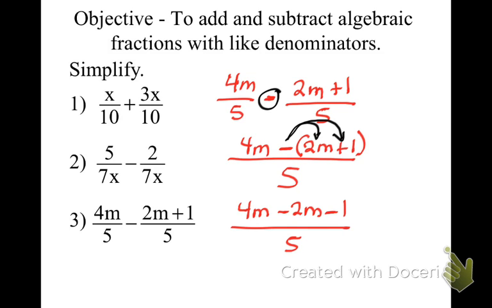Can we combine any like terms? 2m minus 1 all over 5. Now, is there a common factor I can divide out? No. So we're done. Any questions?